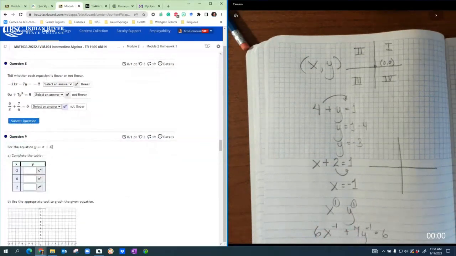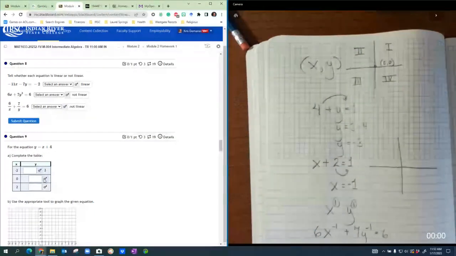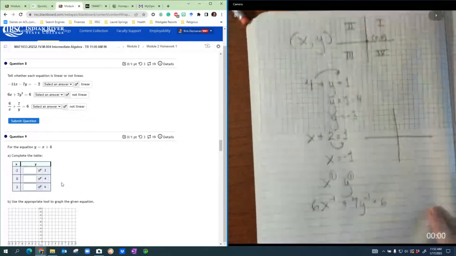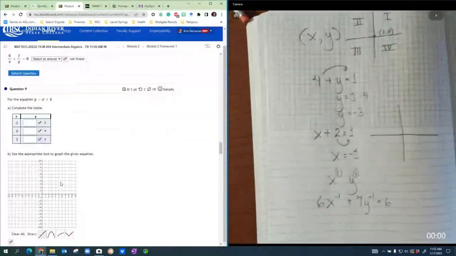So for the equation such, complete the table. All this is making you do is put in -2 for x. So -2 plus 4 is 2. 0 plus 4 is 4. 2 plus 4 is 6. I mean, this is coming down to elementary. All right, very elementary. Okay. So we have that.